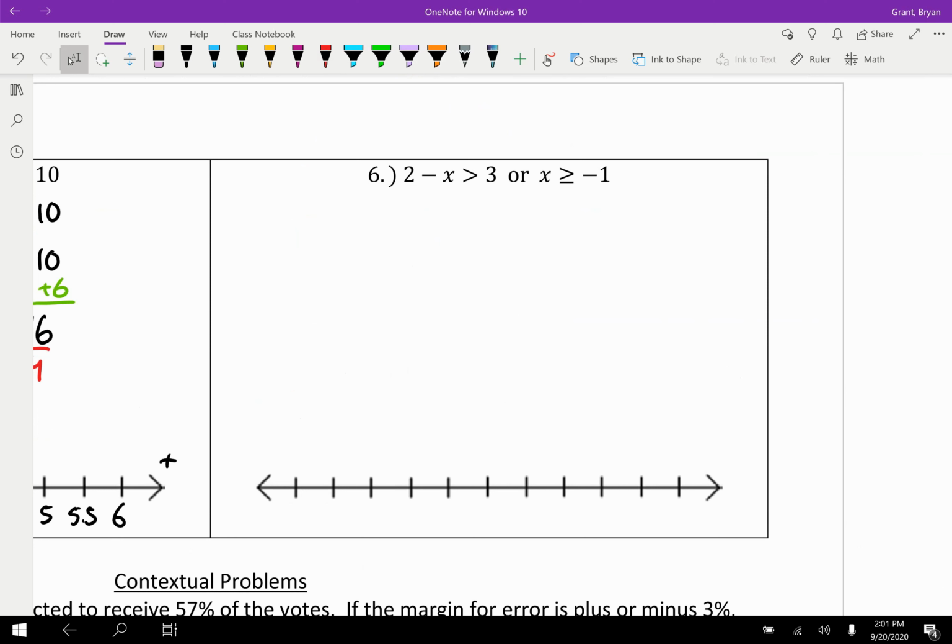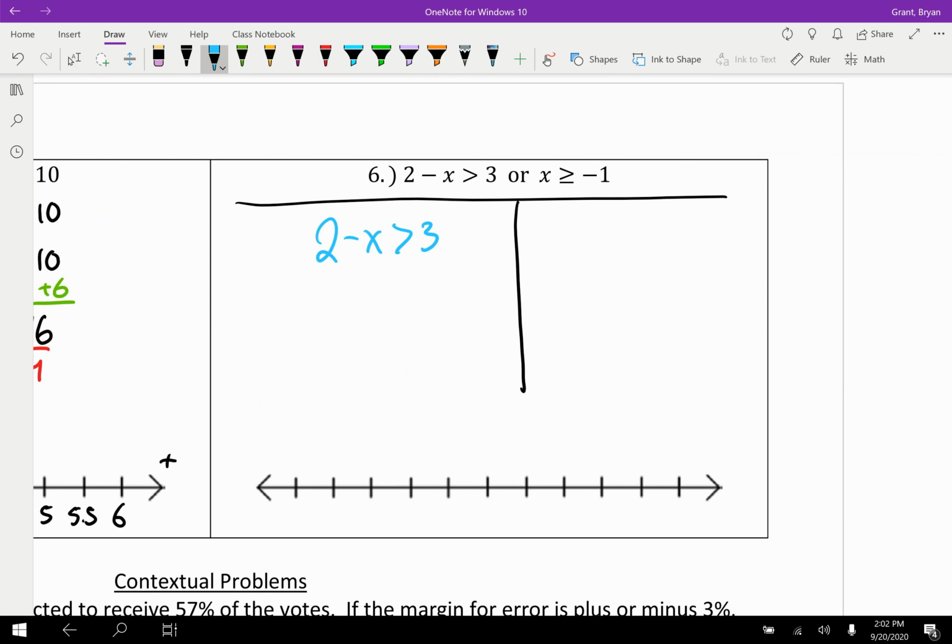2 is less than x, which is greater than 3. 2 minus x is greater than 3. Or let's make 2 separate problems, try to color code this too. So we have 2 minus x is greater than 3, or x is greater than or equal to negative 1. Oh, look, this one's already solved. I don't need to do anything. That is awesome. Couple things to think about for the problem in blue.